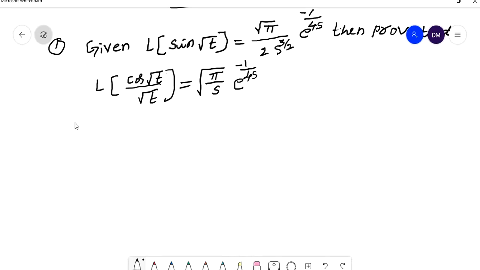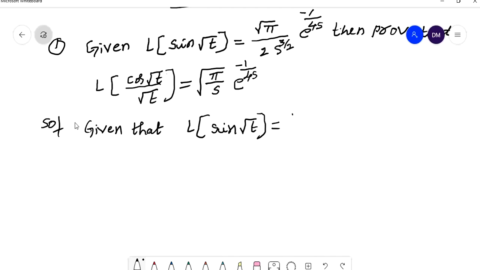First you can write the given data. Given that L of sin root t is equal to root pi by 2 into s power 3 by 2 into e power minus 1 by 4s, right? This is the given data.